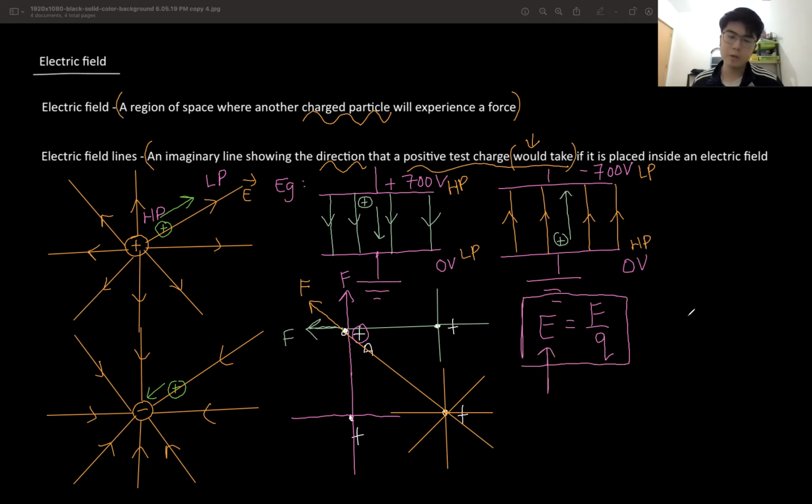Okay, this is like your gravitational field strength. W equals mg. g equals what? W over m. How much weight per unit mass?